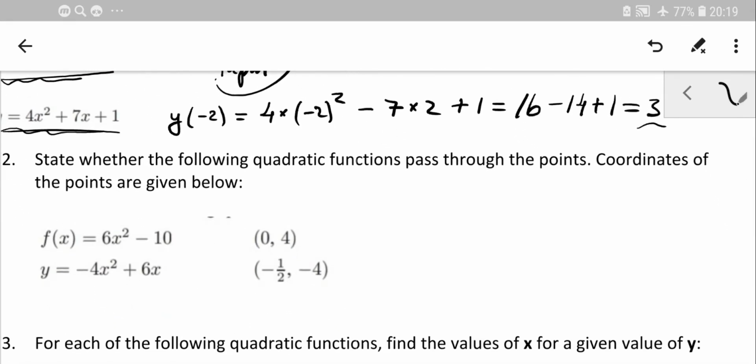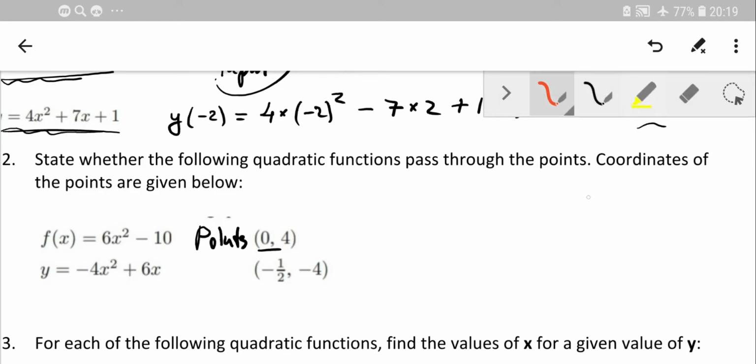State whether the following quadratic function passes through the points. Alright, so we have points here: 0 and 4, and negative 1 over 2 and minus 4. So actually points set up by a set of coordinates x and y. And let's consider the first one. So what we understand under the expression that a quadratic function passes through the point: graphically it means that if you have a quadratic function, like sort of a parabola, it passes through the point.